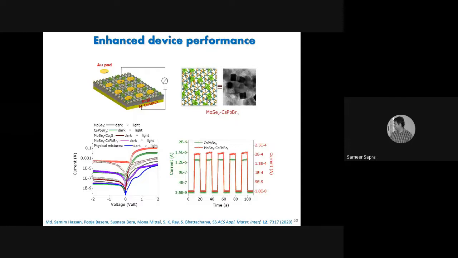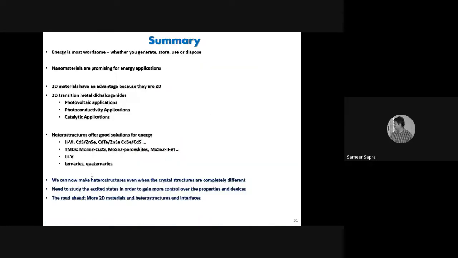Okay, so we can make all these devices, we can do all these catalytic activities. Essentially, I'll summarize my talk now. Energy happens to be the most worrisome thing for me, for most of the material chemists, for most of the material scientists. And nanomaterials, and in particular 2D nanomaterials, are very promising for all these applications because 2D nanomaterials are flat and therefore you can orient them very nicely. You can also orient 1D, but 2D you can orient even more.